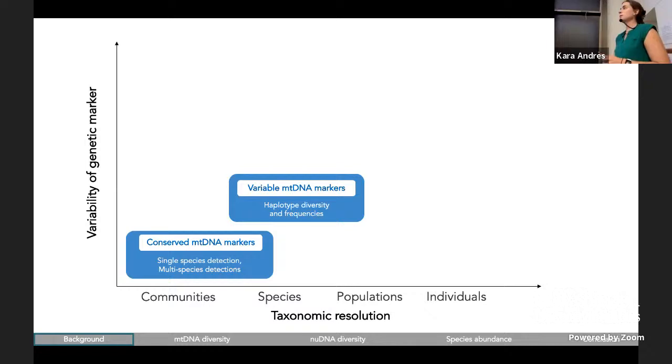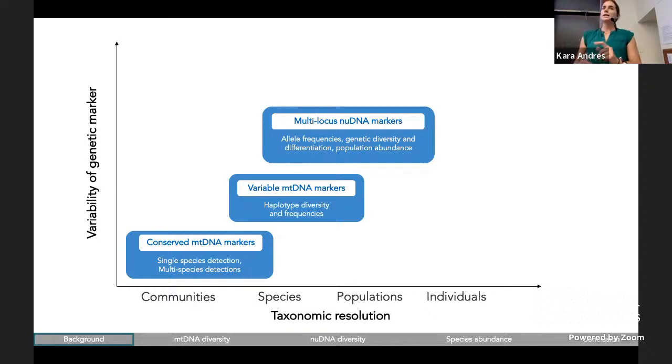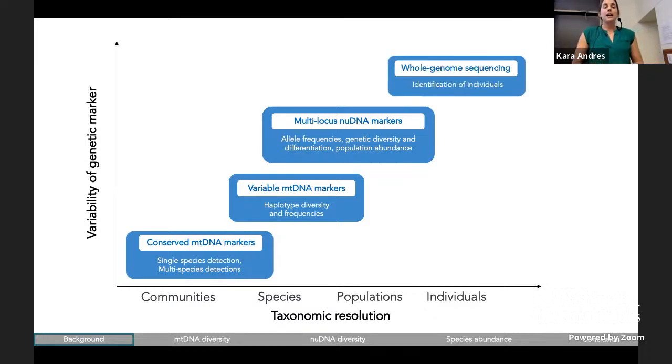In this way, we may be able to start looking at least at broad patterns of intraspecific genetic diversity, or within species genetic diversity. But if we want to start getting detailed population genetic assessments, we really need to start looking at nuclear genetic markers, and preferably multi-locus nuclear DNA markers. And then on the very high end of things, we may even be able to obtain full cells or full genomes out of environmental samples and get down to the individual level of taxonomic resolution in our analyses.